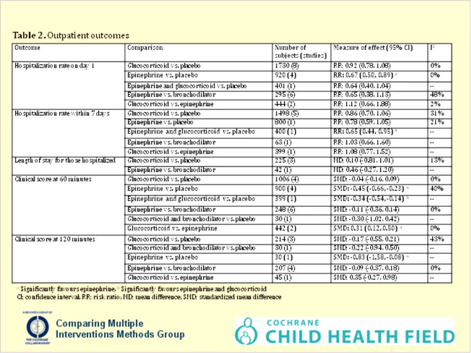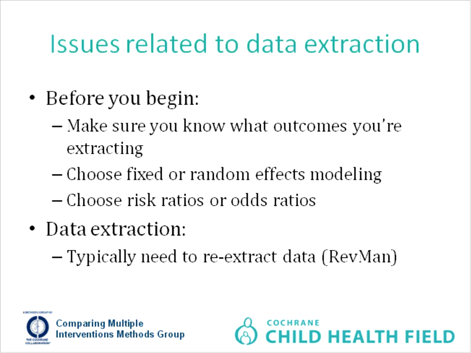Then we also have data about the number of subjects, the number of studies, of course your measure of effect, and your I-squared to measure heterogeneity. And another note is that we also present significant outcomes in bold, just because that makes them easier to pick out of the table.